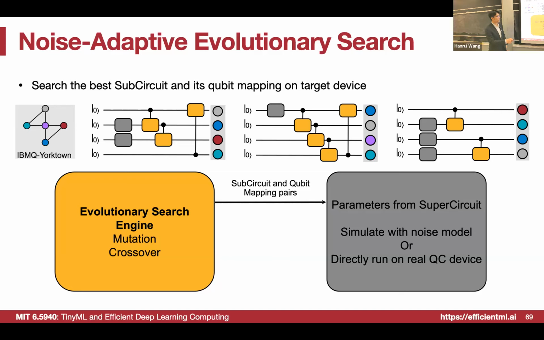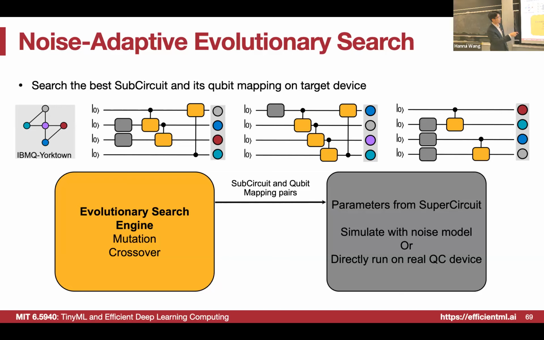So in that case, we still need to use a very cost-efficient and sample-efficient search engine to search this design space, and we are using evolutionary search. The evolutionary search engine will co-search the sub-circuit structure and also the qubit mapping. Say this structure is coupled with the mapping from the first algorithm qubit to the green one, the second one is mapped to the blue one, and the third one is mapped to the red one, right? So we can have a vector to represent the qubit mapping of those 4 algorithm qubits to the actual device qubits, and also the structure.